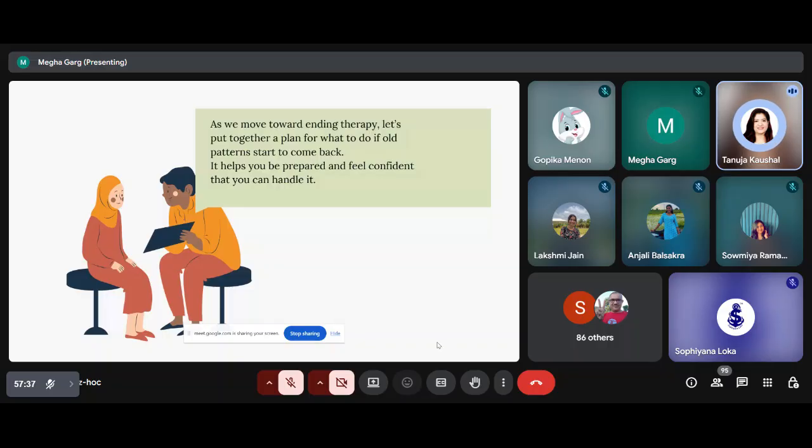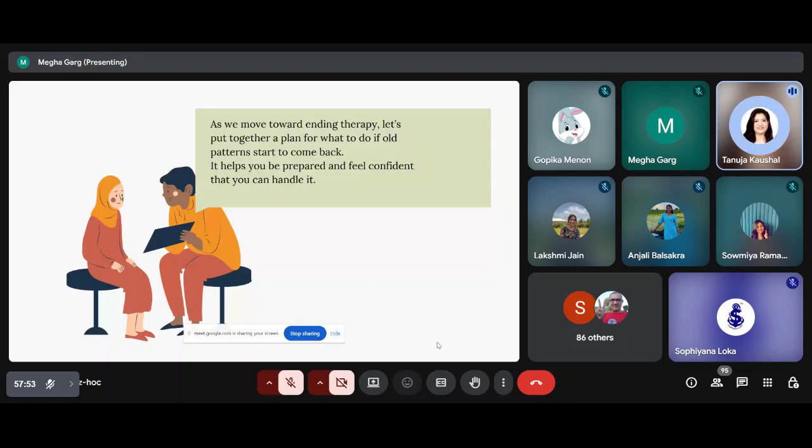So what if the disorder or the trouble or the anxiety or issues are trying to re-enter your life? In that case, what you are supposed to do? This is relapse prevention. It helps you feel prepared, more confident, so that you can handle it on your own. Please next.